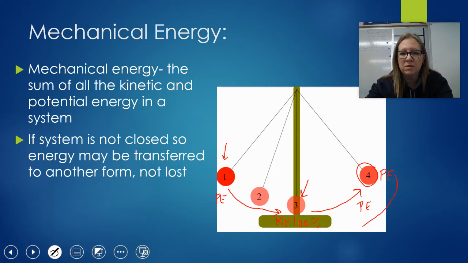But we all know it's going to swing back this way. And so there's a constant transformation between that potential and kinetic energy. And just that movement of the object is kind of referred to as mechanical energy, okay?